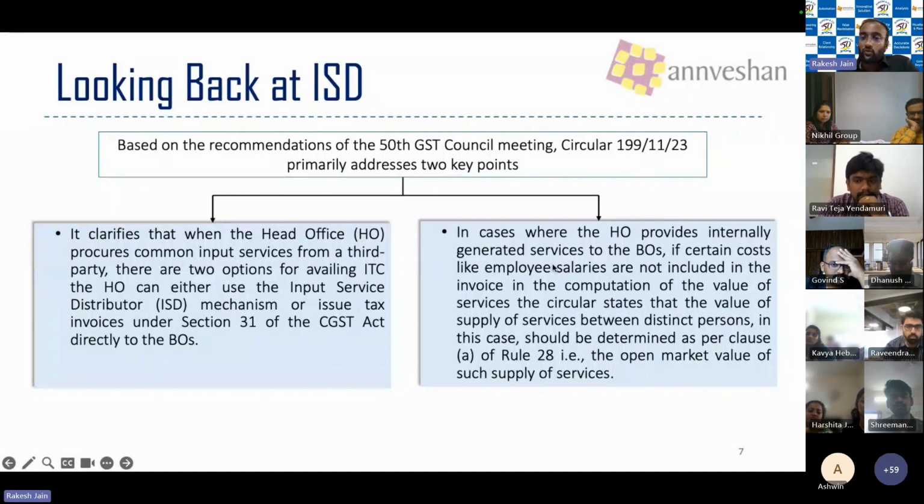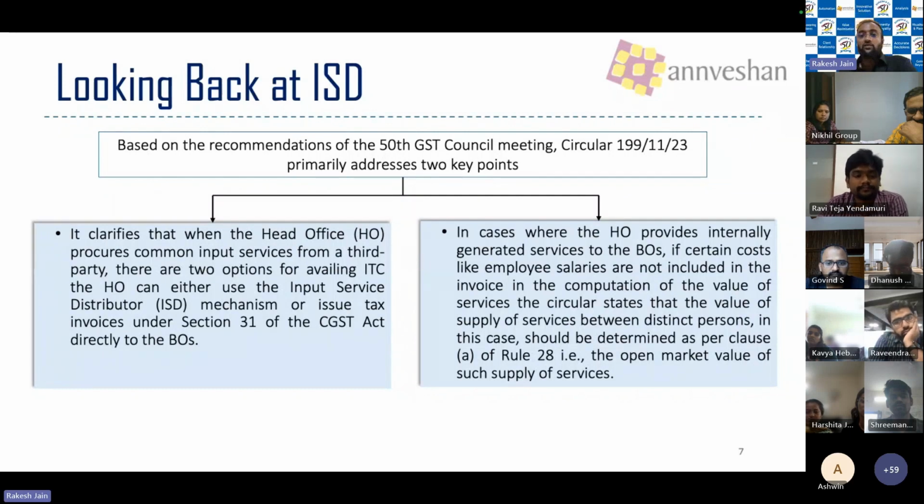Then, it also provided the valuation mechanism, or how to arrive at the value of a branch office service. Let us categorize our input services into two segments: internally generated services, and those which we externally procure. Internally generated services can be, for example, payroll service, accounting service, CFO service. These are broadly situated in a head office and are majorly provided to various branch offices.